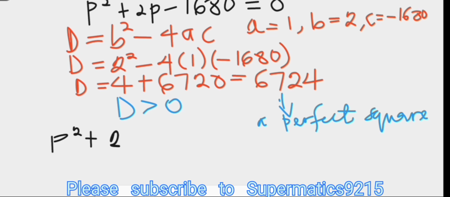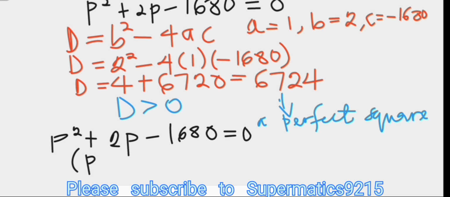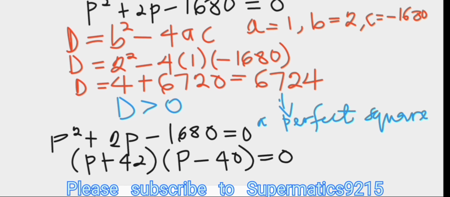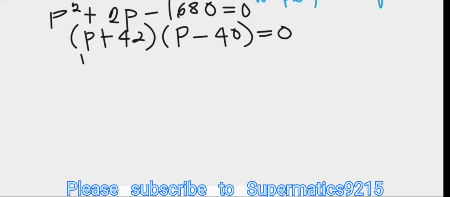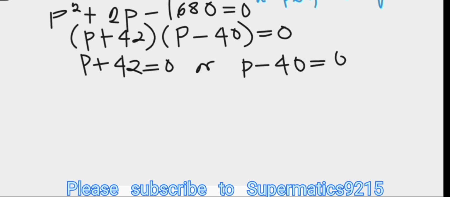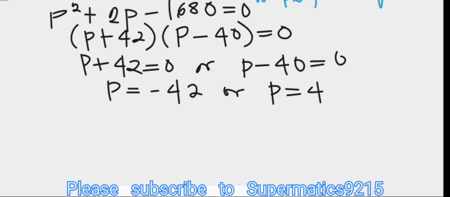So p squared plus 2p minus 1680 equals 0. We factor as p plus 42 times p minus 40 equals 0. So that by the zero product property, p plus 42 is 0 or p minus 40 is 0, which means that the values of p can be negative 42 or p can be positive 40.